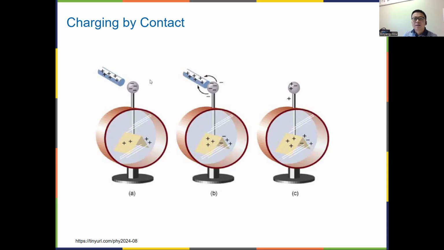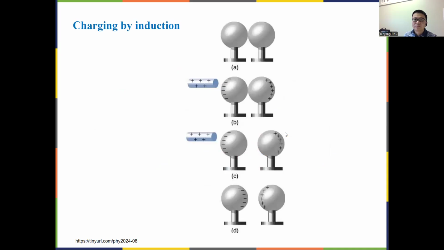Now you can have this rod touching the metal on the top here, so positive and negative will cancel out, leaving just the positive here, and then after that you can remove this rod. So then this whole thing will be positively charged. This is another way to charge a material.